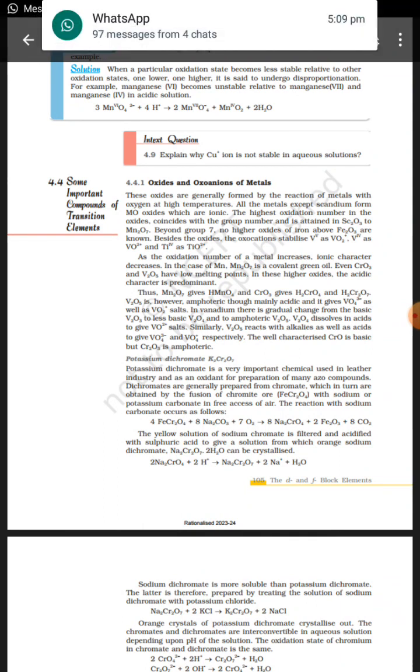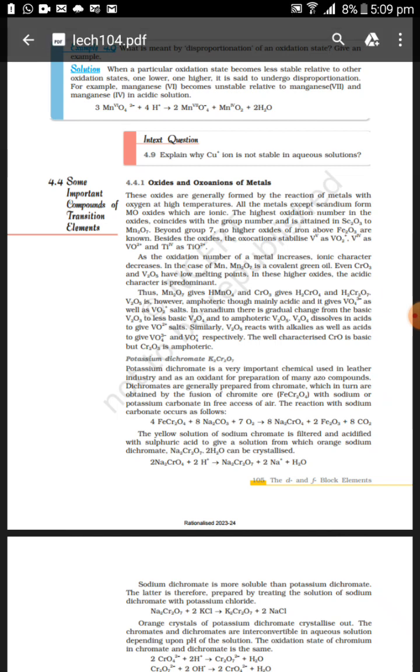So first is its preparation, and then its oxidizing nature in acidic or in basic medium. First one is its preparation. It is prepared from the chromite ore FeCr2O4 on reaction with sodium carbonate in the presence of oxygen, that will give you sodium chromate plus Fe2O3 and carbon dioxide.